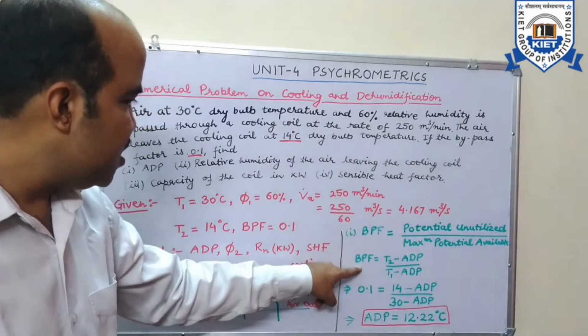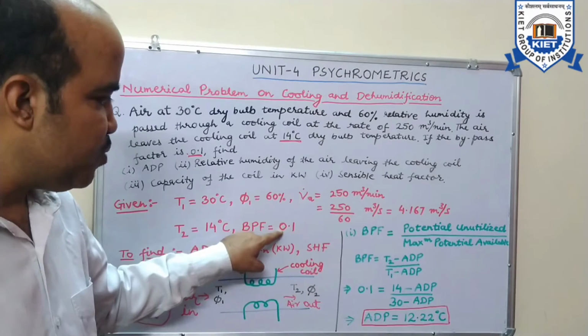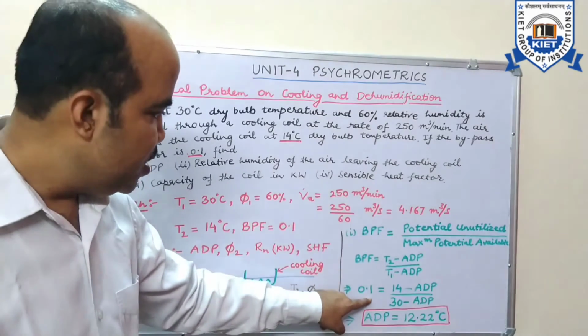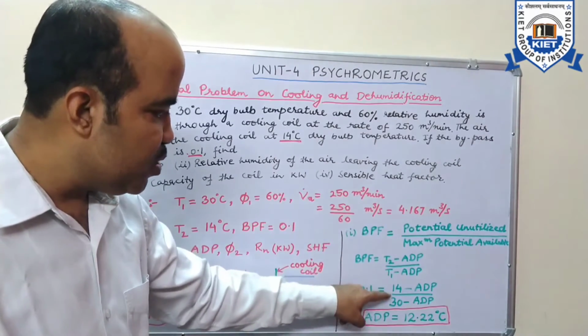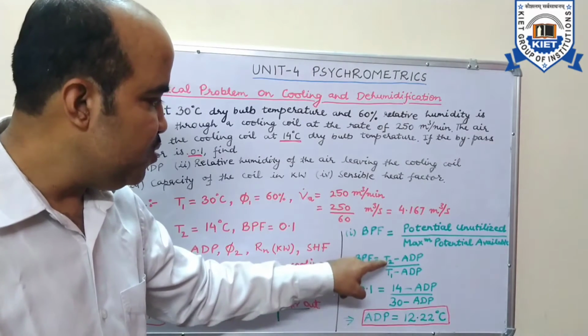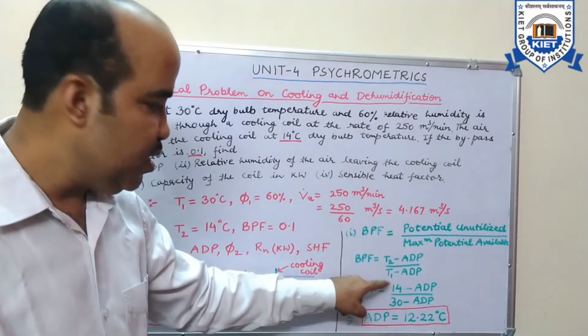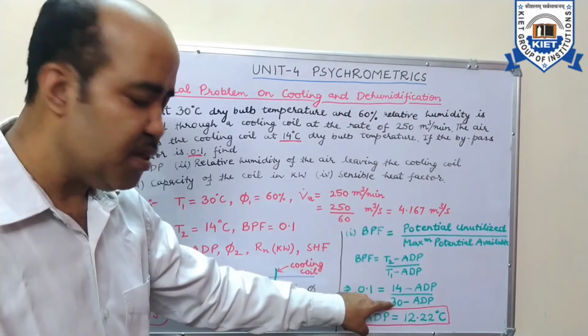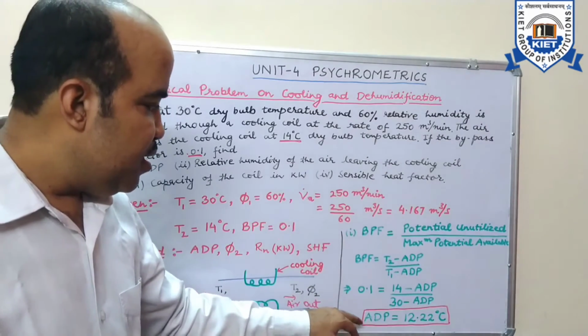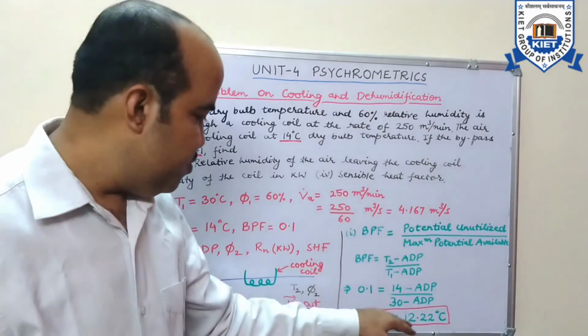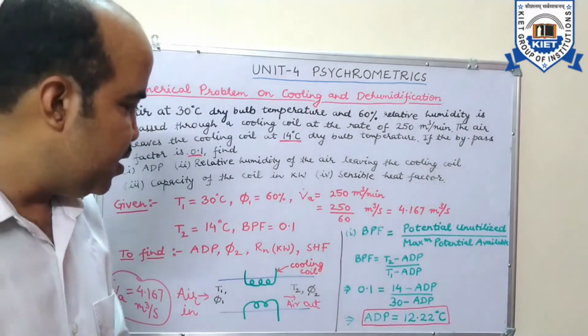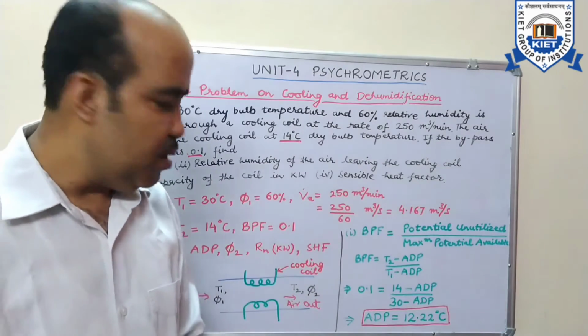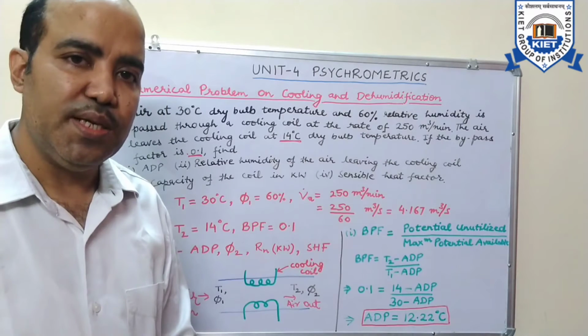Bypass factor BPF is given to us as 0.1, so we put the value over here, and T2 and T1 again we put the values. In place of T2 we put 14 and in place of T1 we put 30. Upon calculating, we obtain the value of ADP equal to 12.22 degrees Celsius.